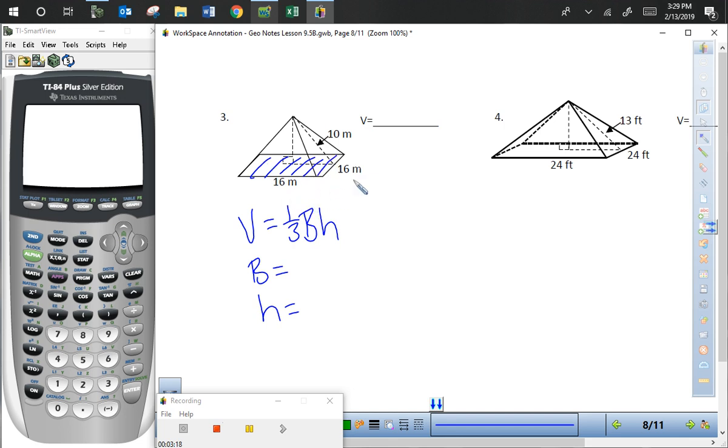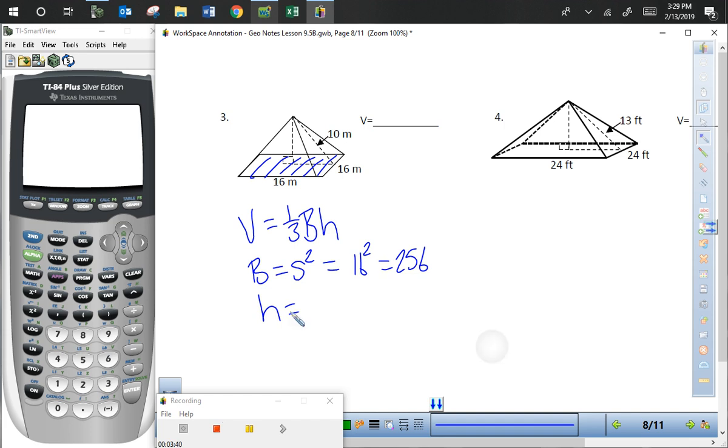You'll notice the shape of it. We've got 16 and 16. That makes it a square. The area of a square is side squared. That looks like 16 squared in this case. That's a bigger number than we're used to working with, so if you need to type that in, go ahead and do it. We should get 256.